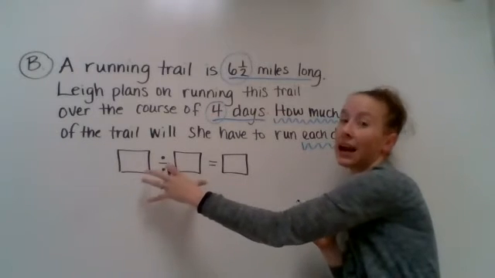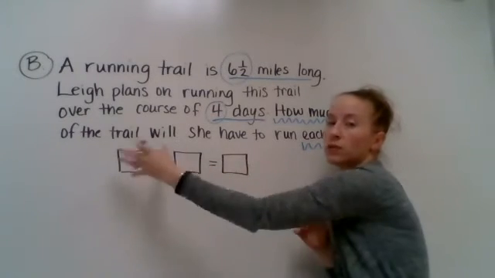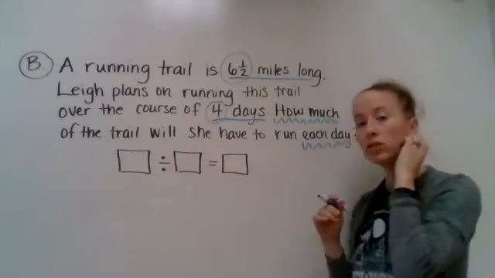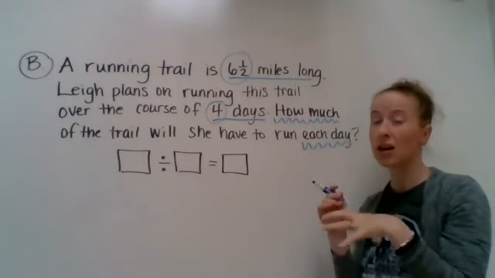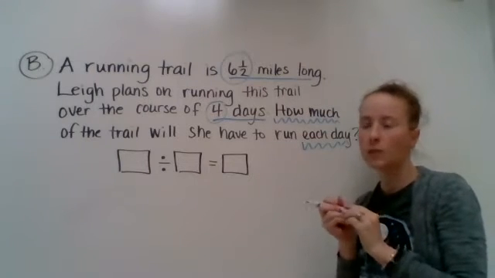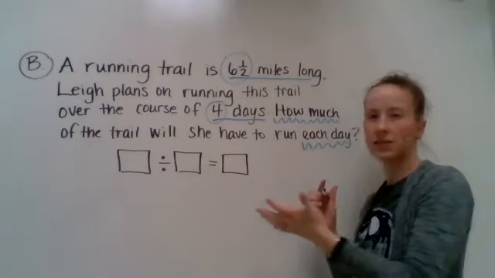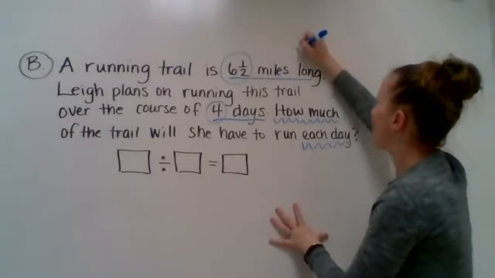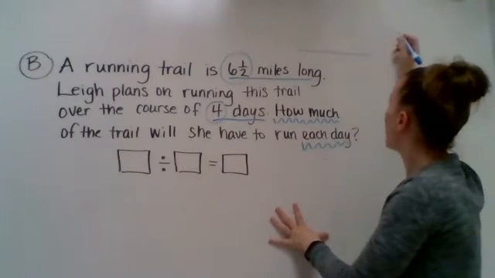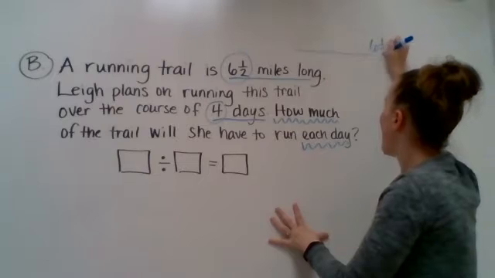Now, I have to decide which one of these numbers comes first and which one comes second. To do that, I'm actually going to draw a quick little picture because I think this is another strategy that helps people see what number we're going to start with. So because the trail is 6.5 miles long, I'm just going to draw a line for a trail, and I'm going to label it 6.5.